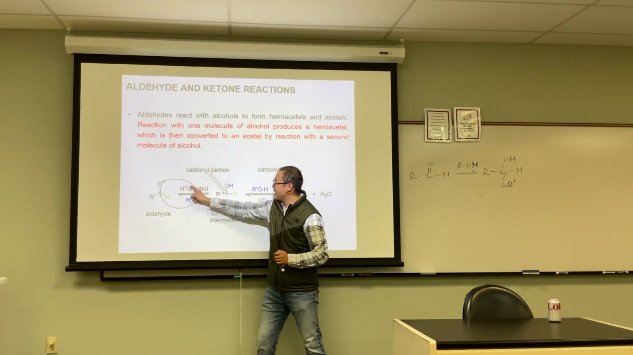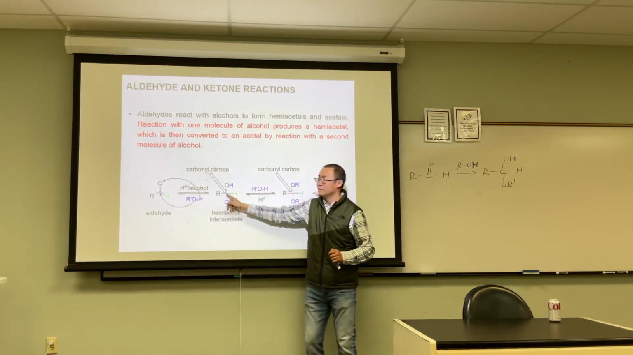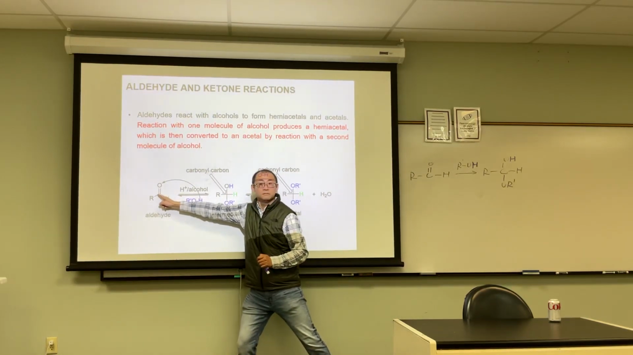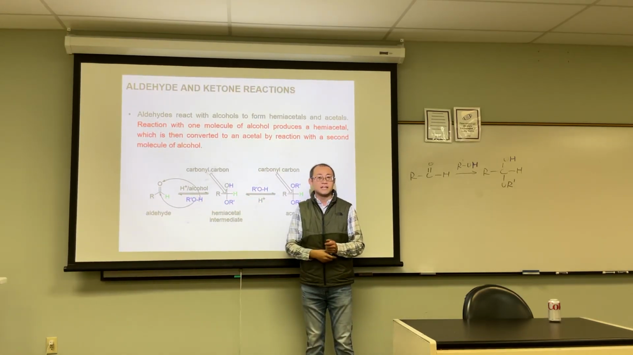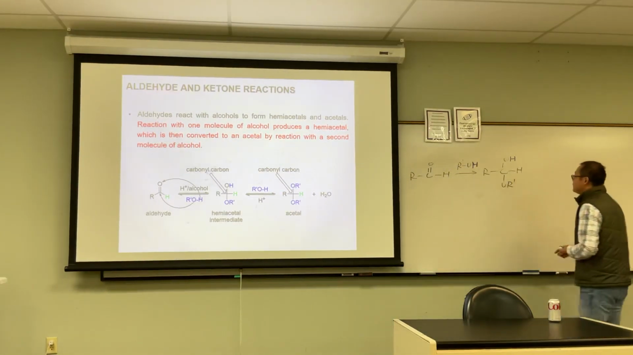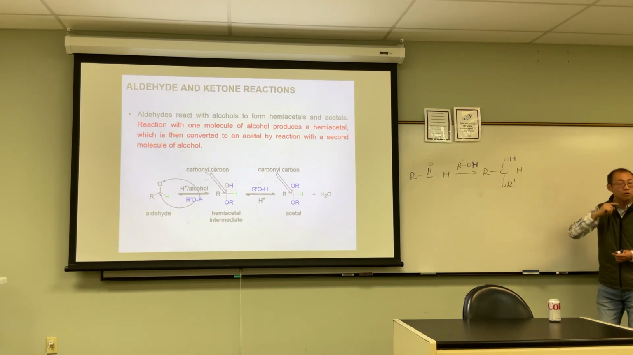The hydrogen is added where? To the O. The O is added to the where? To the C. Do you guys see that? This carbon I'm pointing at is the carbonyl carbon. Now, of course, you don't see the double bond. You only see what? Single bond. Okay, single bond. So after the first step, I added one alcohol.